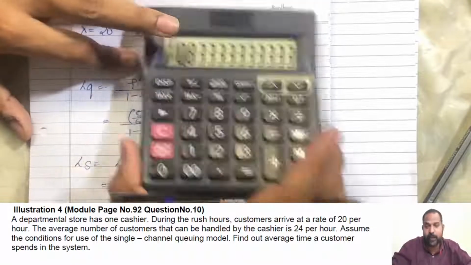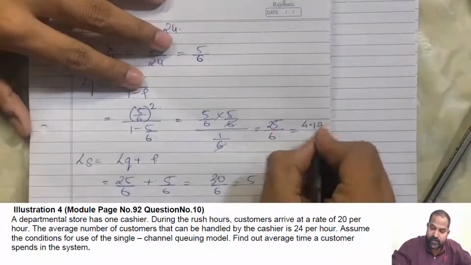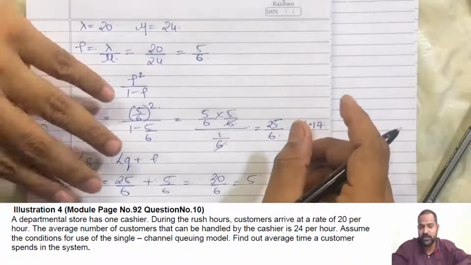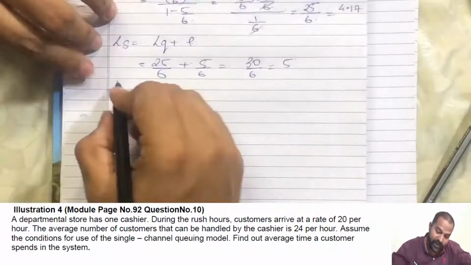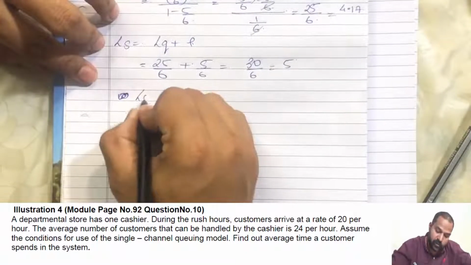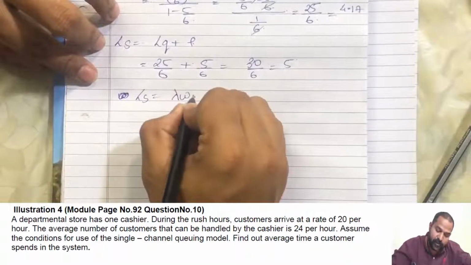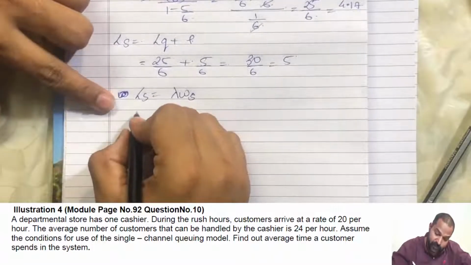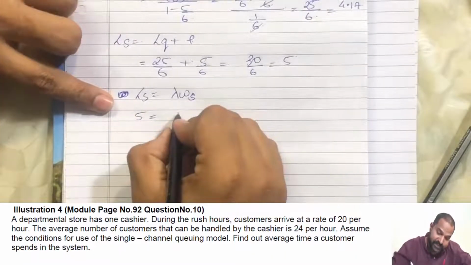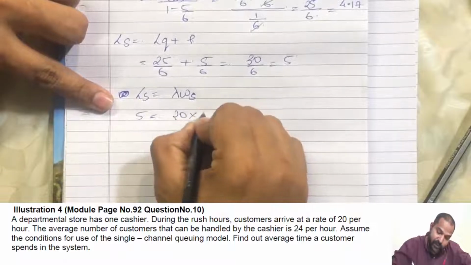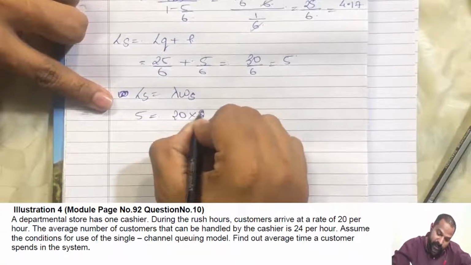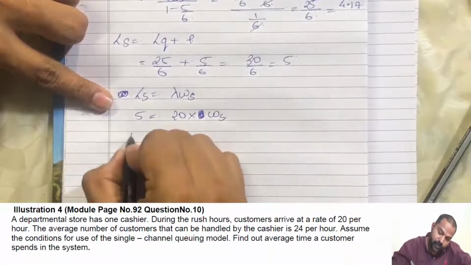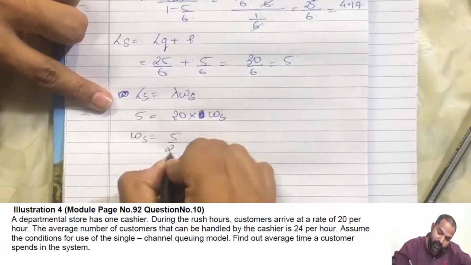Correct. So 83% is getting served. 17% along with the rest of the 4 are still in the queue. Anyway, I wanted WS. So I'm going to say LS is lambda WS. Length of the system, which is 5, is lambda, which is 20, into waiting in the system, which has to be found. So WS is 5 by 20.